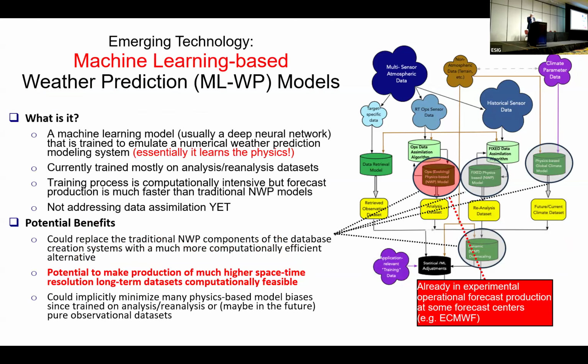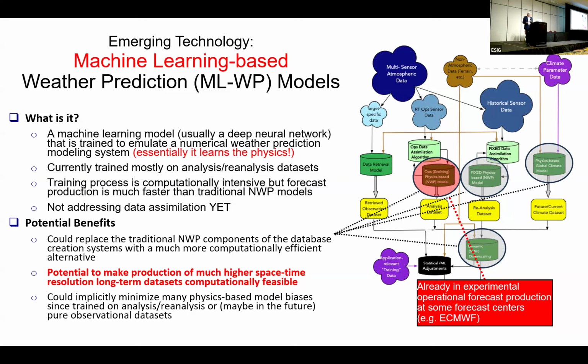So an emerging technology here is machine learning-based weather prediction models. And those are becoming much more active now in the community in the last couple of years. Many people are investigating these. These models are usually deep neural networks that are the equivalent of the physics-based numerical weather prediction model. They're trained on data sets, usually analysis or reanalysis data sets. So they emulate the physics that are in those models. And there are some operational models already in production. ECMWF has one, and some other operational centers too.